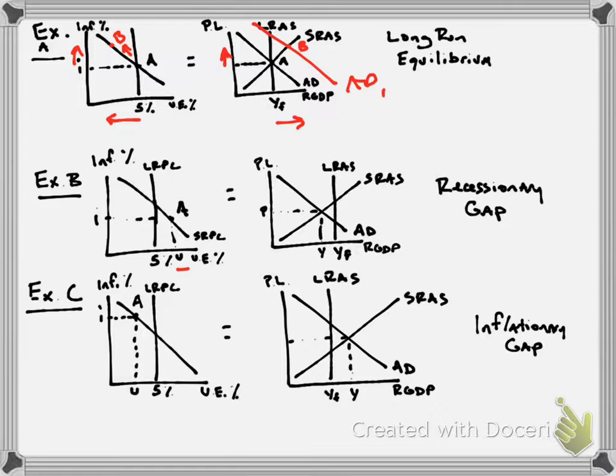And moving on to example C, the last example. If point A in example B was to the right of the LRPC, now we have point A in example C to the left of our LRPC. So thinking about what that must represent, that means that we have a lower unemployment rate than normal, and you can see I have a higher inflation rate than normal, because my normal inflation rate would be right where this intersection is. That was bad dotted lines there.